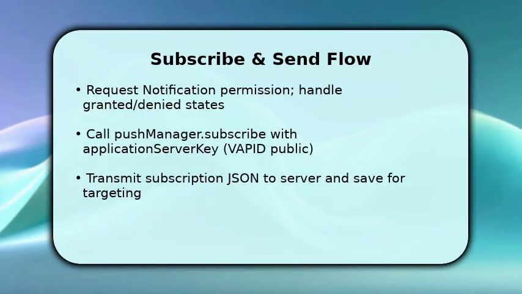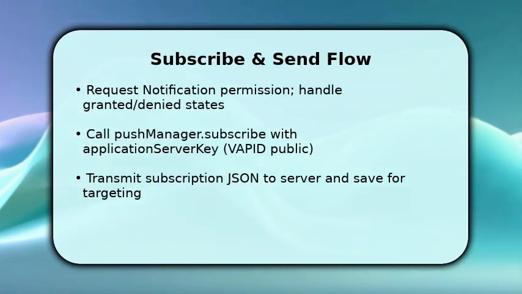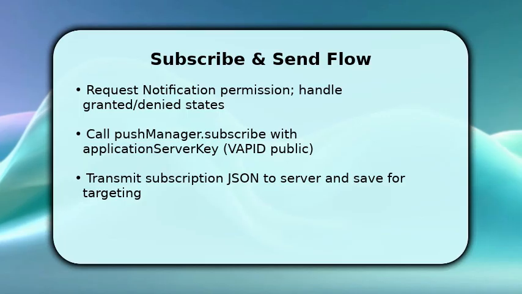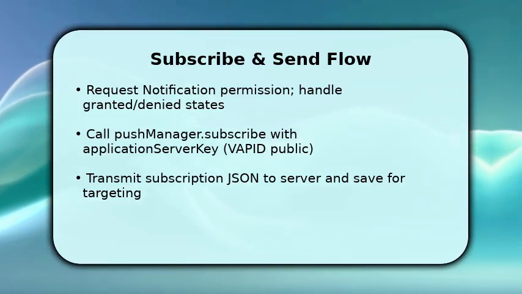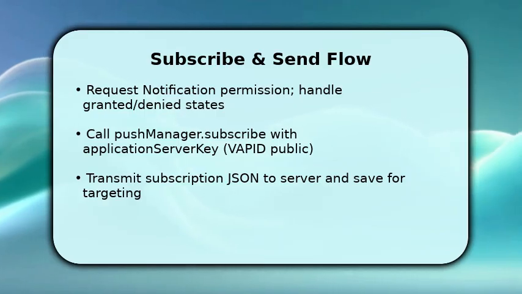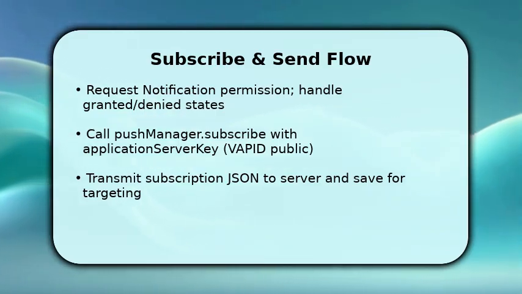You now request notification permission, and after permission is granted, call serviceWorkerRegistration.pushManager.subscribe using the VAPID public key. Once subscribed, convert the push subscription to JSON and send it to your server endpoint. Store it tied to the user or device.